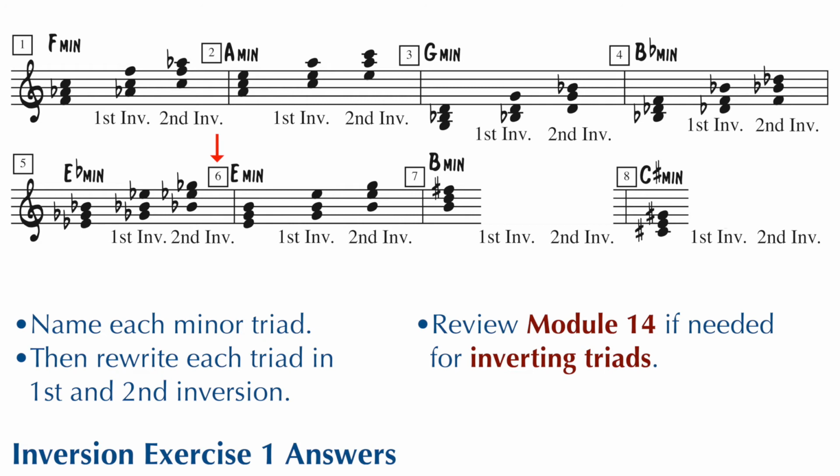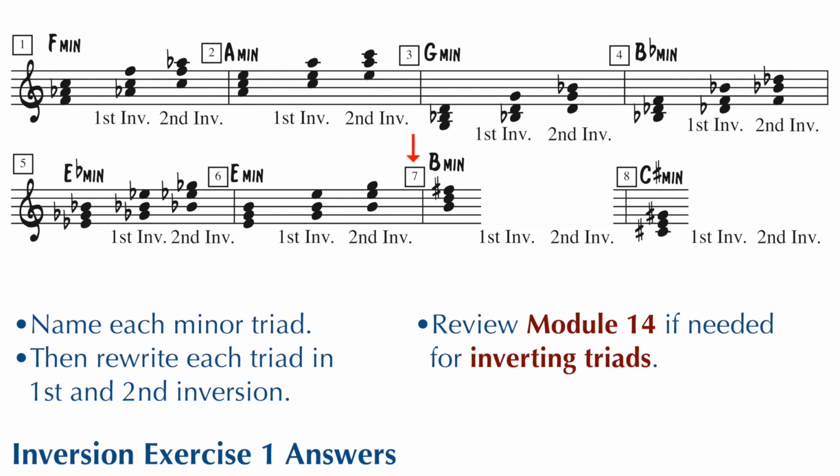Now we have a G as the lowest note. G, B, E, first inversion, E minor. To change that to a second inversion, we're going to raise the third, that G, an octave higher. Now we have a B in the bass, or as the lowest note. That's the fifth of the chord, so we're in second inversion E minor. That'll be B, E, and G.